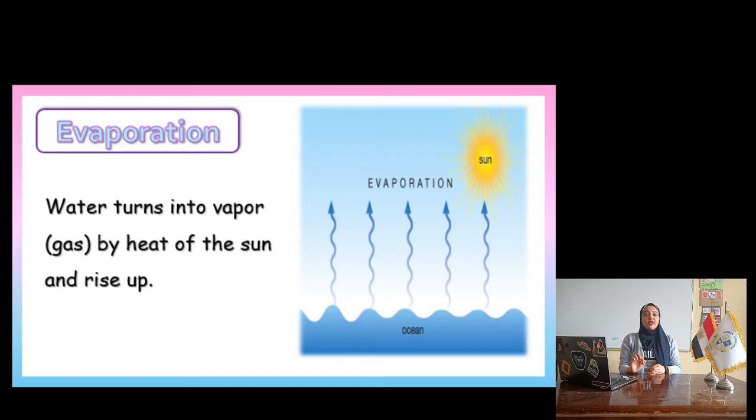Then we have evaporation. Evaporation means when the water, the liquid, turns into a gas, okay? So here the water turns into water vapor, into a gas. But how can we turn the water into water vapor? By heat from the sun, okay? And you can try this at home, okay? When you boil some water, you can find the water vapor coming out, okay? This is evaporation. The water turned from the liquid state to the gaseous state, okay?